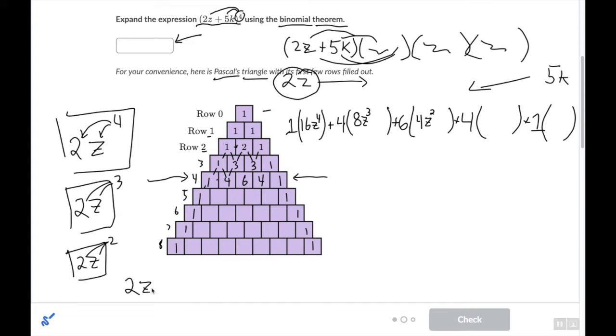We're going to have 2z raised up to the 1 power. That really doesn't do very much to anybody. We're just going to have 2z, because 2 raised up to the 1 is just 2, and z raised up to the 1 is just z. So we'll have 2 times z.